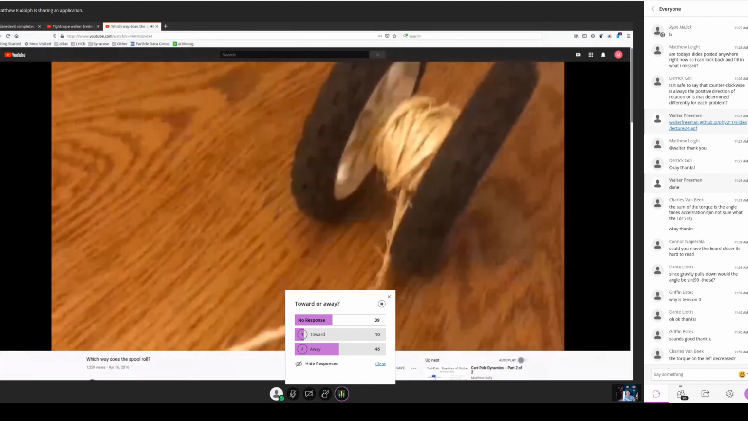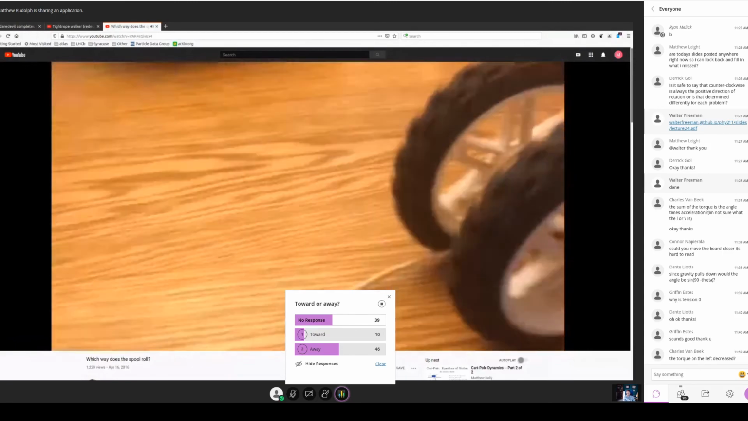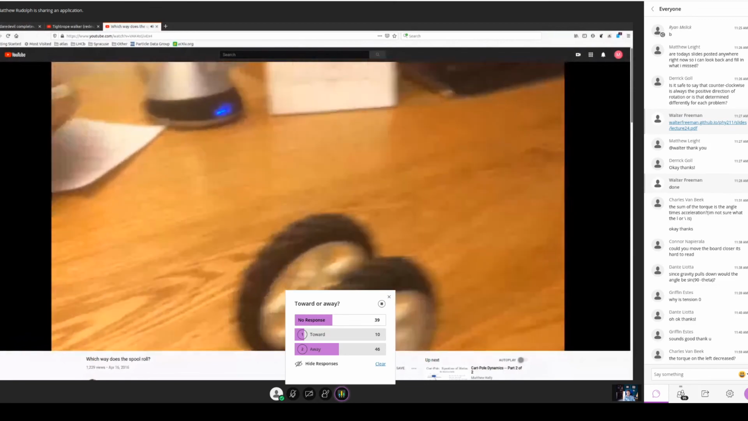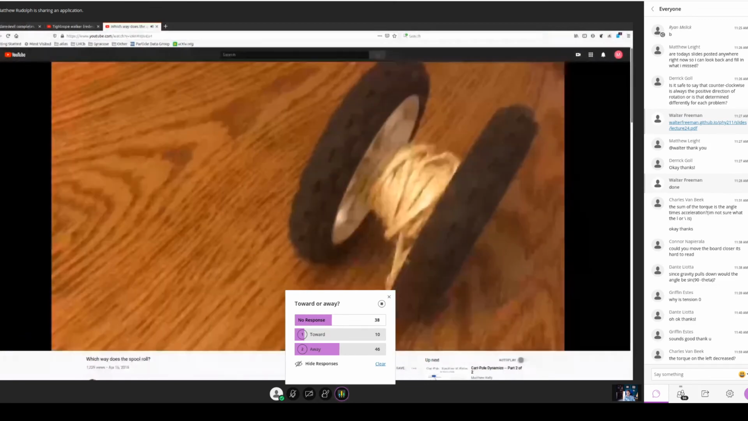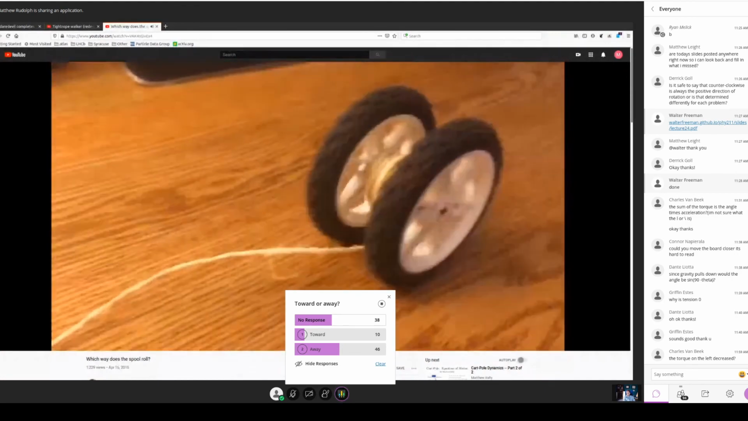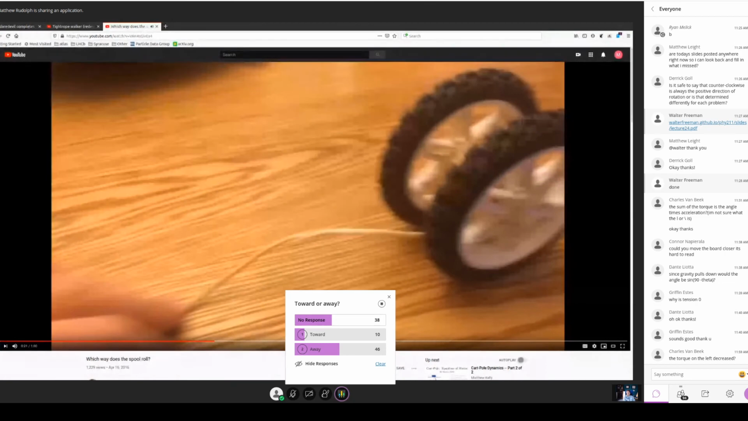String wrapped around it. Pretty simple. You see, when we pull the string, it gets pulled towards the string. So it went towards the string, towards into the pull as it went, which is a little unintuitive, which we could see from the poll, right?